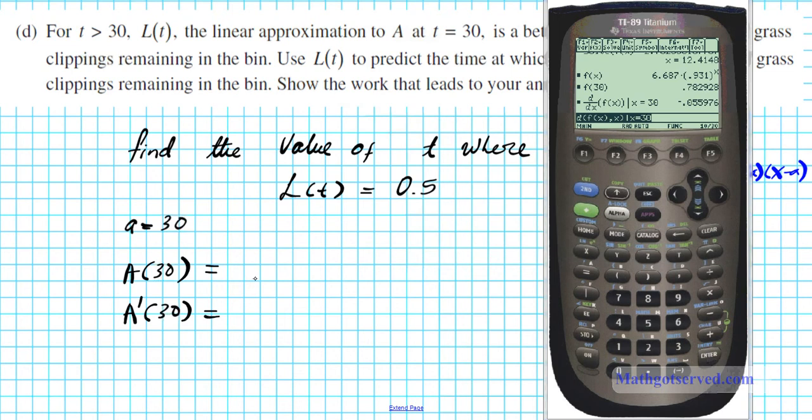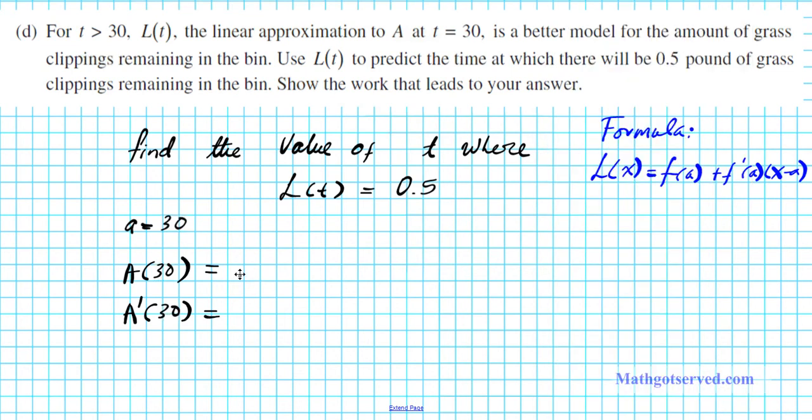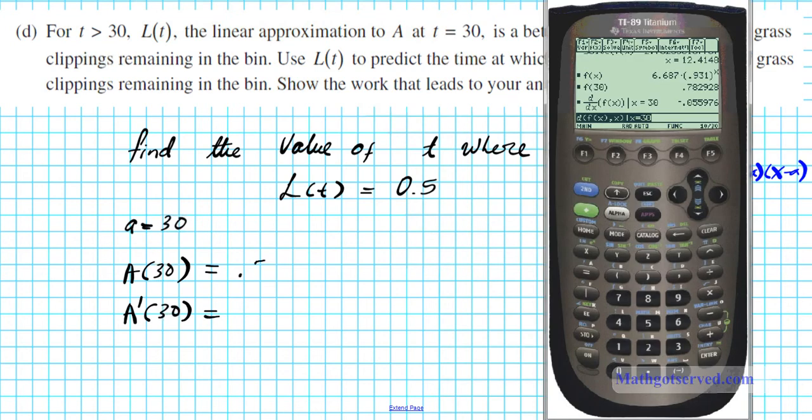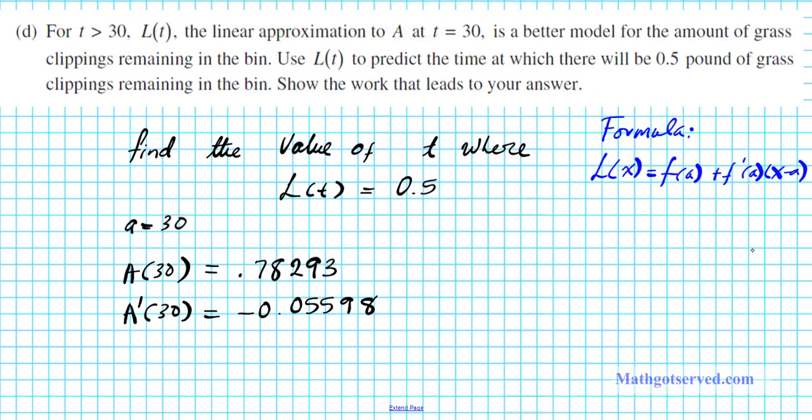A of 30 is 0.78293, with one more decimal place. And then A prime, this is basically the slope of our linearization or tangent line, is negative 0.05598, to 5 decimal places. So we have all the information we need to formulate the linearization.